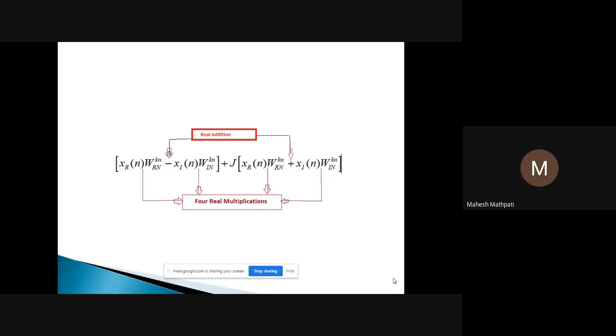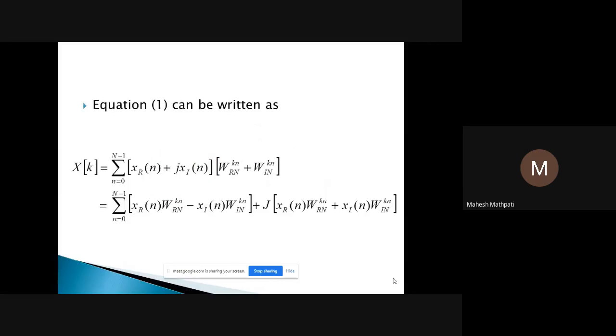Now what are you understanding from this? Here we are doing one complex multiplication. x r of n plus j x i of n is multiplied with W r n to the power kn plus j W i n to the power kn. I think j is missing here. Just write j here.